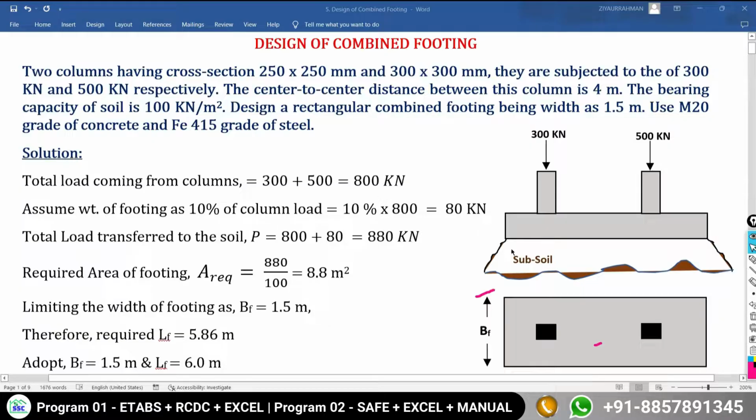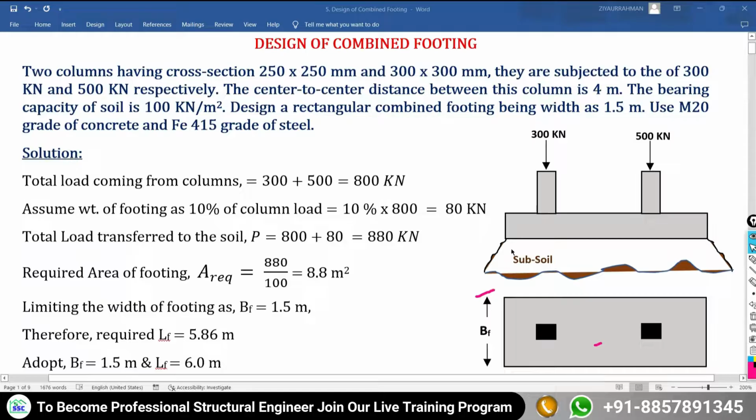But one more important thing here, it is given that while designing this combined foundation, we have some limit. That limit is that the width of the footing you cannot take more than 1.5 meter. So for that, here I am going to say the limiting width of the footing as 1.5 meter.